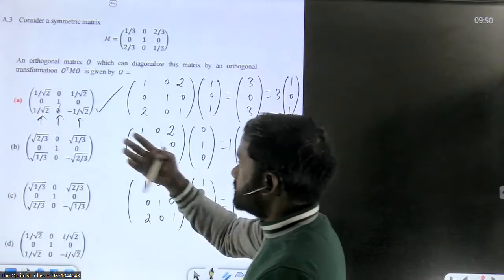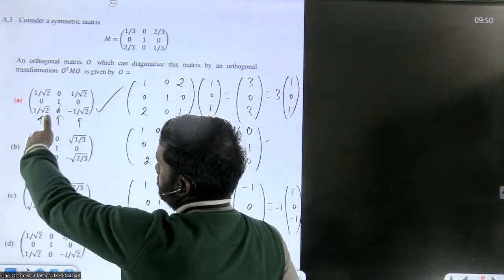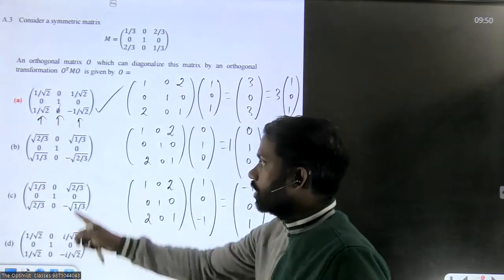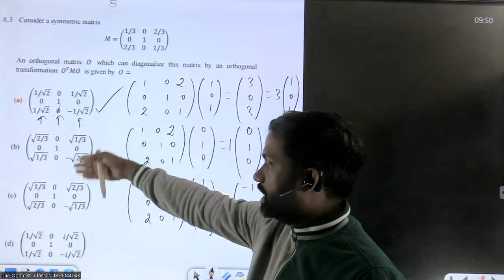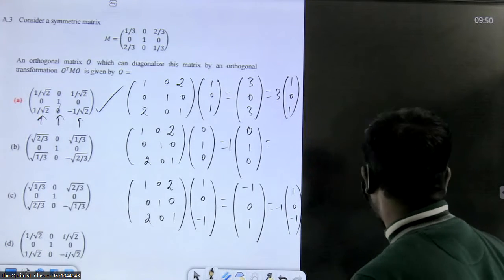Okay, you can check the other options. You will find that the columns are not actually eigenvectors of this matrix. All columns are not eigenvectors of this matrix, so therefore these matrices cannot diagonalize the given matrix M. Okay, so therefore option A is correct.